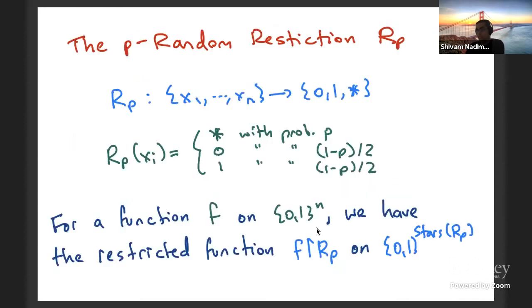Okay, so the p-random restriction, we're all familiar with also. So this is a random partial assignment of the variables, where a variable is left free with probability p, otherwise set to 0 or 1 with equal probability. And right, so for an n variable function, we get this randomly restricted function. So it's well known that the p-random restriction reduces the complexity of Boolean functions as measured by these simple complexity measures.